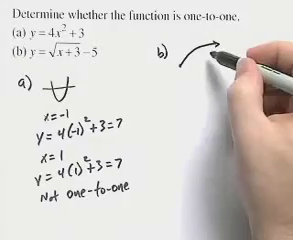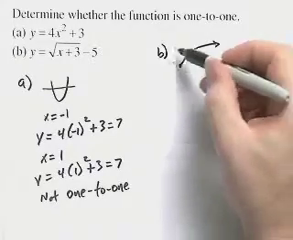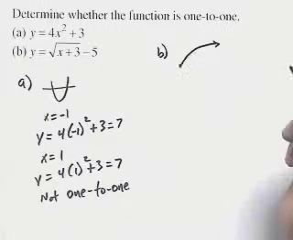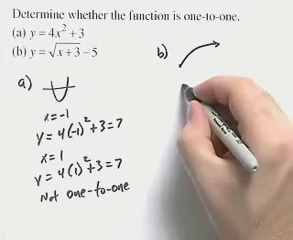If we were using the horizontal line test, we could see that there's no place along this graph where we could put a horizontal line that would hit the graph in more than one spot. So the function is one-to-one.